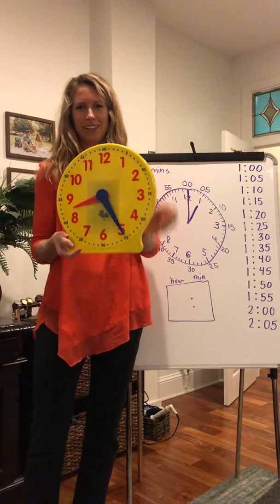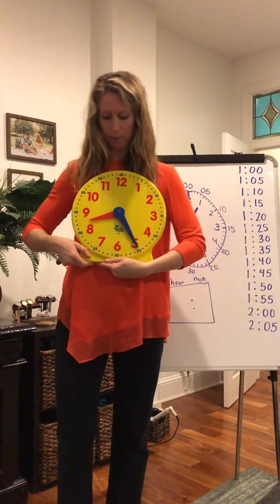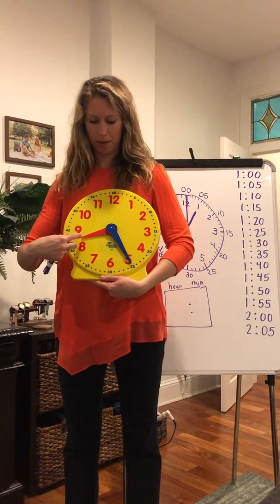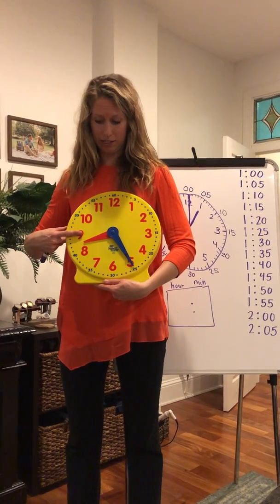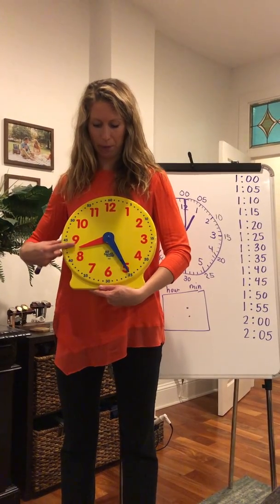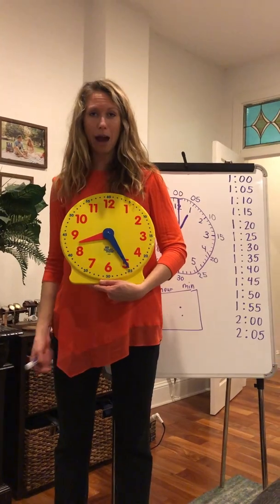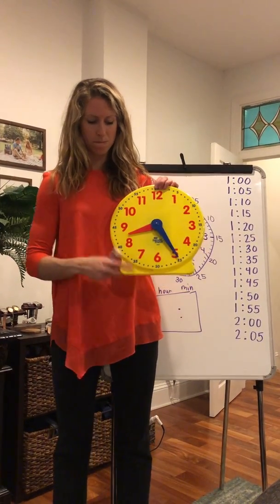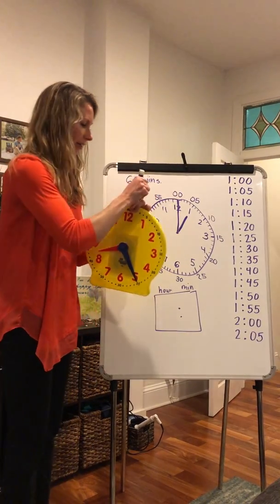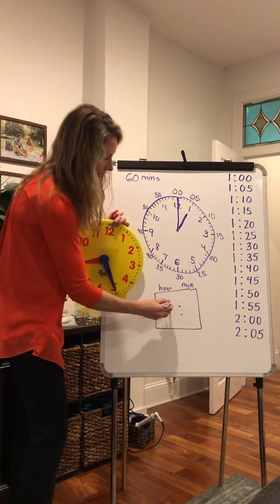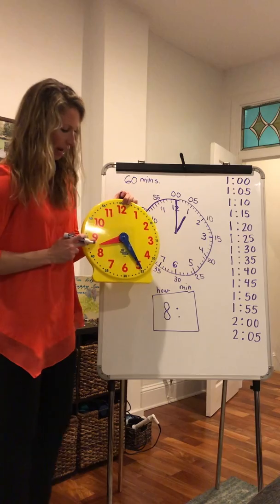Okay. So I have a time for you. Now, the hour hand is past the 8 on its way to the 9. So this is the hour hand. What do you think the hour will be? Did you say 8? Because it's past the 8 on its way to the 9? Good. It almost looks like it's half past 8. So the hour is 8.